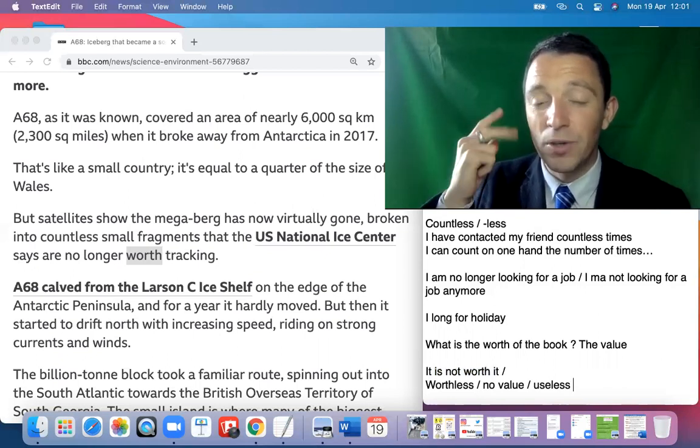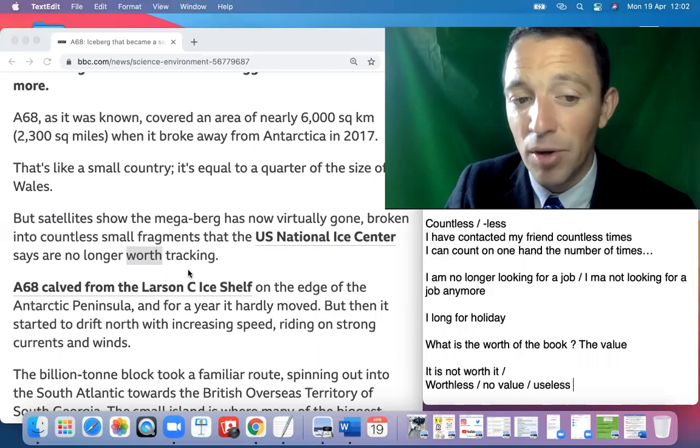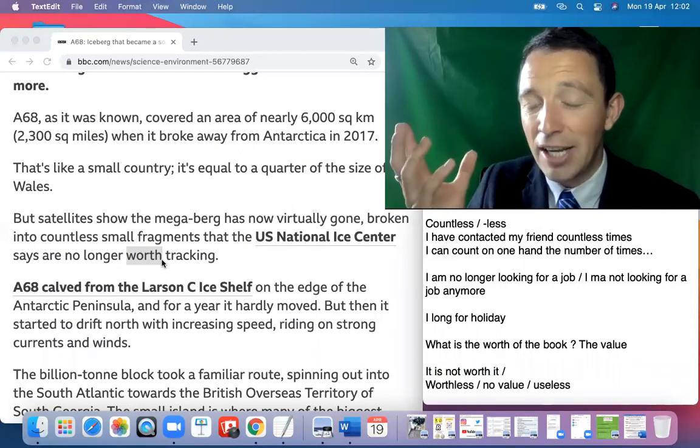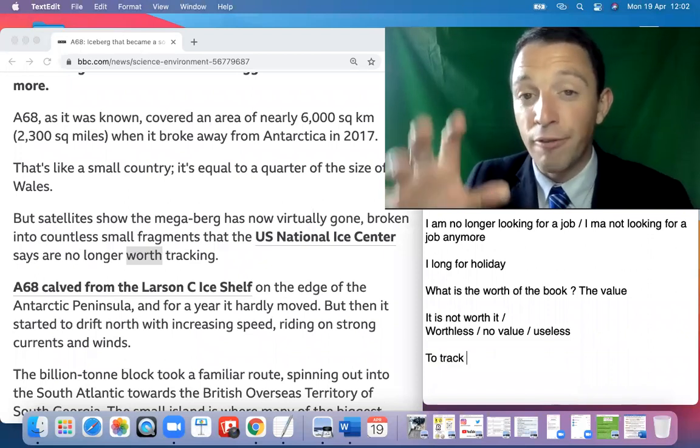Worthless, no value, useless, very, very good. And here it's like valor. Okay, so it's not worth, there's no value, tracking. Okay, and the verb is to track, which means to follow.